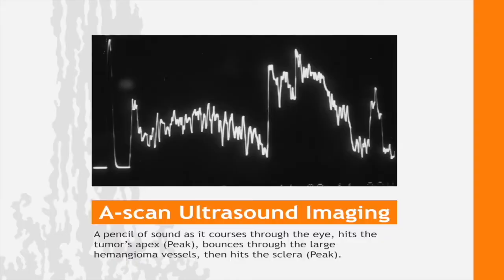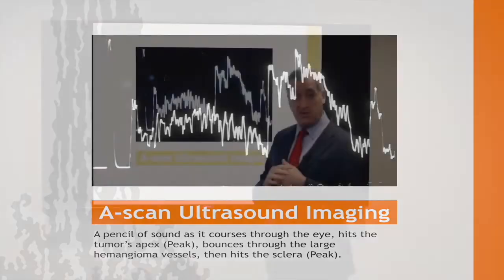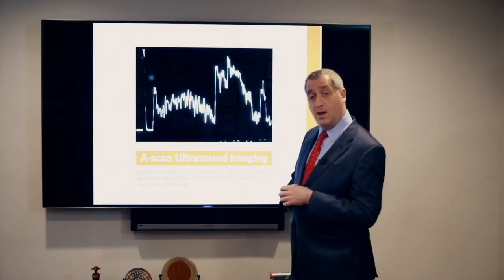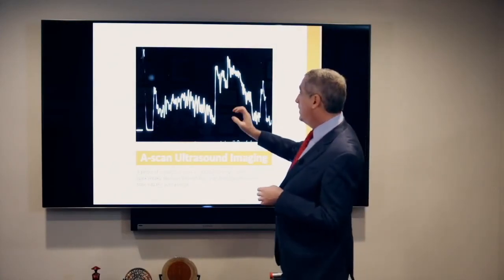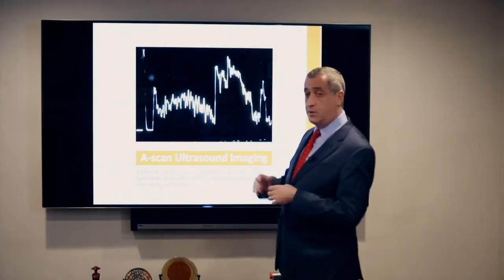So this is an A scan, or a pencil of sound going through the tumor. The sound goes through the vitreous, hits the tumor, high reflectivity, and then the sclera before going into the orbit. Remember, the melanoma was low reflective, and the metastatic lesion was variably reflective because it had those fibrous elements, like breast and lung. And so the hemangioma has very high internal reflectivity.